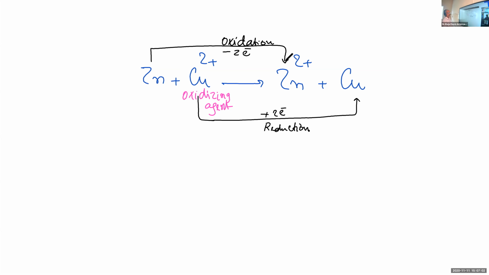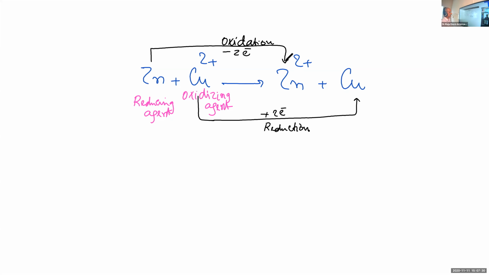And which is the reducing agent? It is the electron donor. Which reactant is donating electrons? Which reactant is giving electrons? Sodium is giving electrons, and therefore sodium is the reducing agent. Sodium is the reducing agent in this reaction.